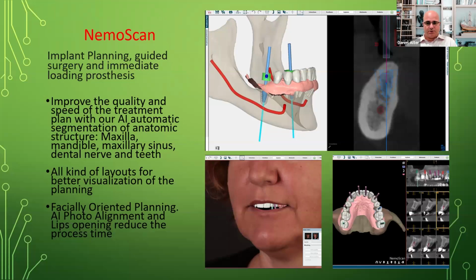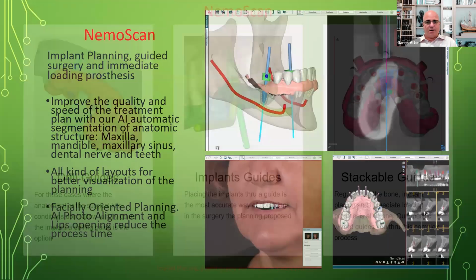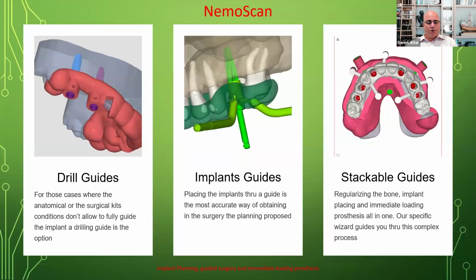And the nicest thing with this software is that you can visualize it in multiple layouts, and even the layouts are very customizable, and I'll show you what I mean by that. So there's a tremendous amount of benefits that we'll go through, and the NemoScan is the first one. Now, what does that mean? That means that there's multiple different types of guides that you're able to offer through this software. You're able to offer a drill guide similar to here.